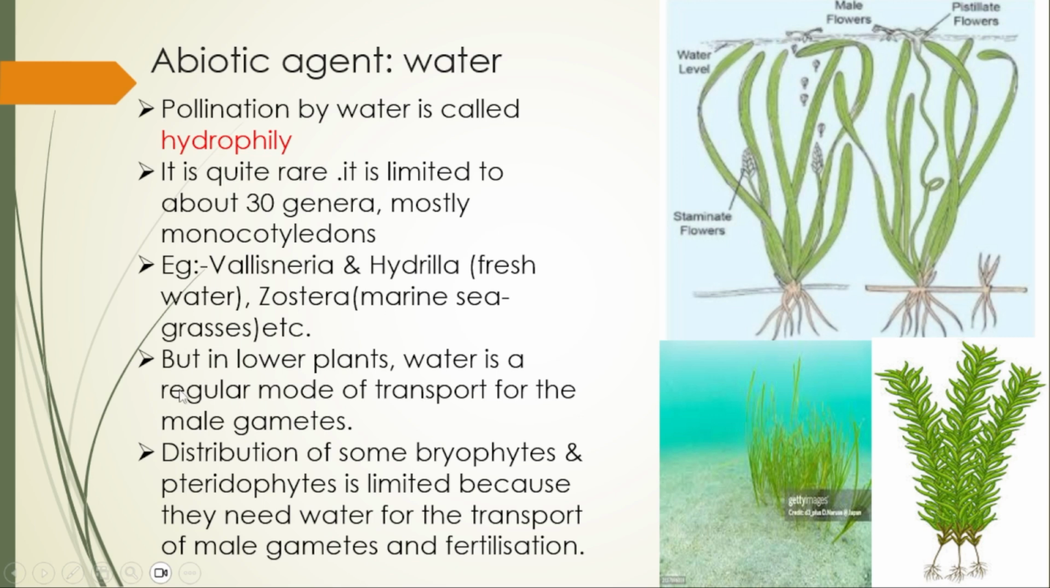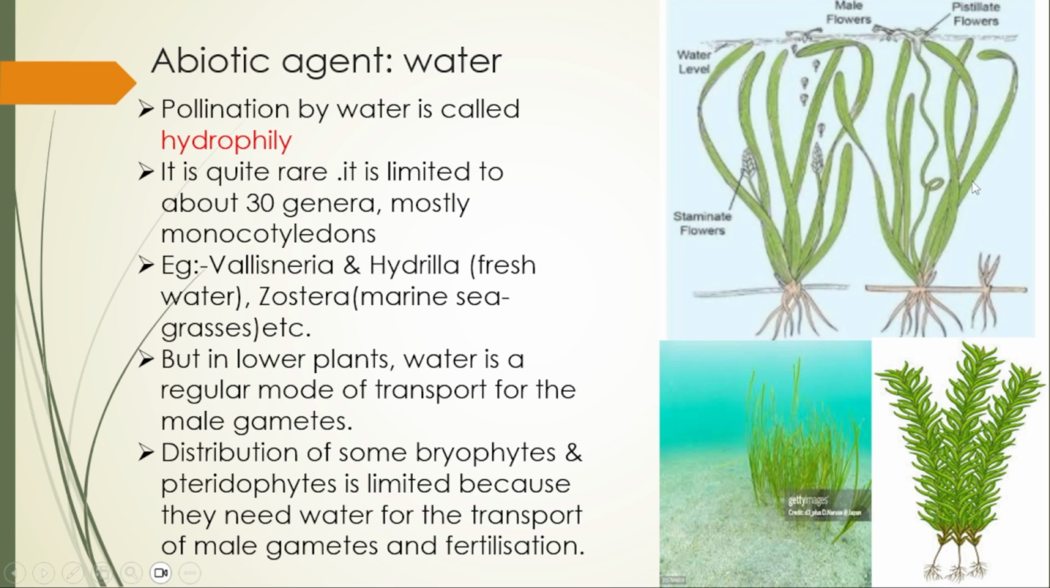But in the lower plants, water is a regular mode of transport for the male gametes. The distribution of some bryophytes and pteridophytes is limited because they need water for the transport of the male gametes and then fertilization. Unlike the angiosperms, they depend upon water for the transport of male gametes and fertilization. Their distribution is very limited. Because of what? Because of the water pollination condition.